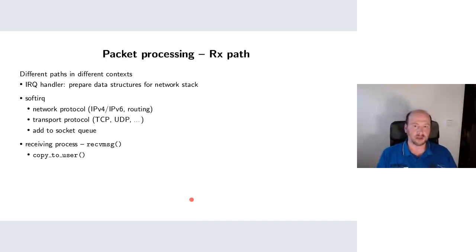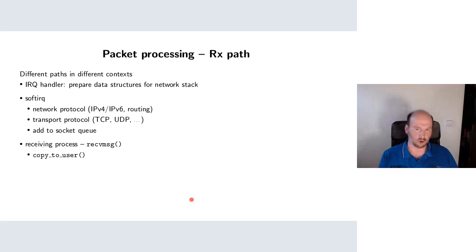Receive path is a bit more complicated because there are three different contexts. First, it's the driver, the lower part of the driver, which works in hardware interrupt context. It's called from IRQ handler. This prepares the data structures for the rest of the networking stack and fills them with the data that are received from the device. Second part, the most important part from kernel point of view at least, is done in soft IRQ context. This is where most of the processing takes place.